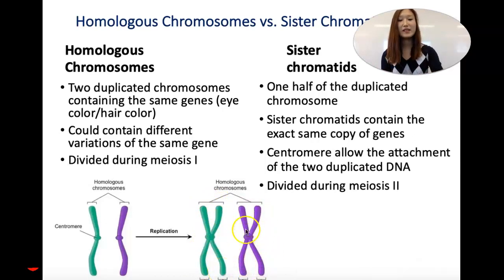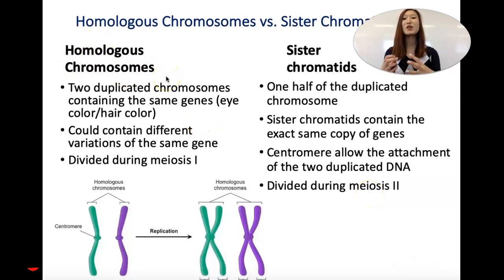On the right side, this is another separate chromosome. 1 sister chromatid, 2 sister chromatids. They are exact copies of each other, but they're on the same chromosome. That's a sister chromatid. It's 1/2 of the duplicated chromosome. They contain the exact same copy of genes. You have the centromere that allows the 2 DNA to be attached, and then they divide during meiosis too, which we'll take a look at in a second.